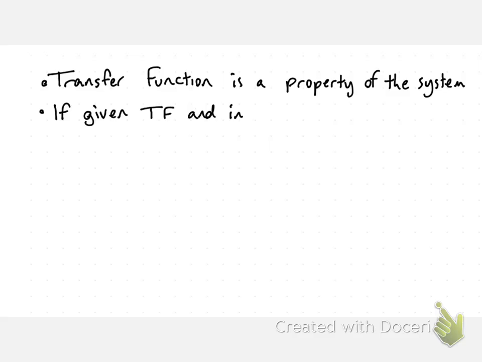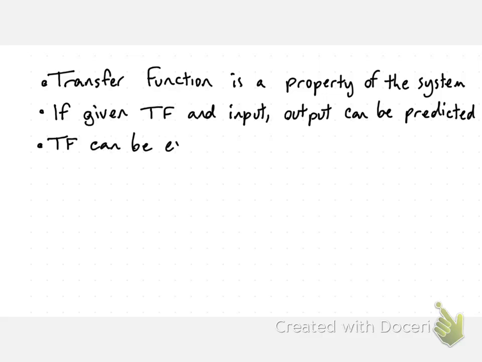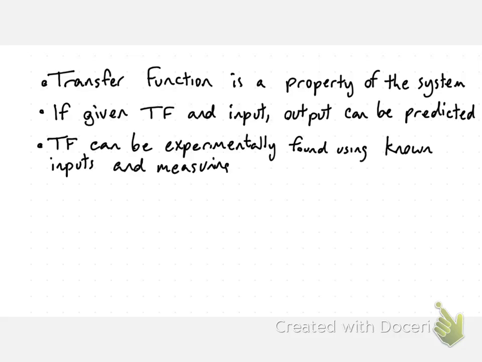And if we have the transfer function and we know what our input is, then that means we can predict what our output will be. If we don't know our transfer function, but we have a way to measure our output, then we can experimentally calculate our transfer functions using known inputs and measuring our outputs. Then, by finding our transfer function, we could then predict any output given any changed input. So that gives us a lot of power.